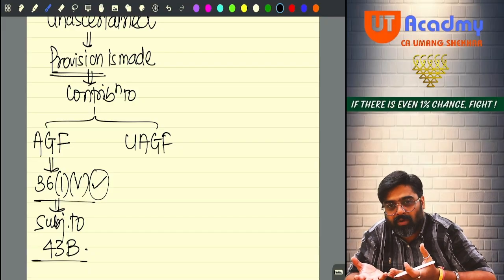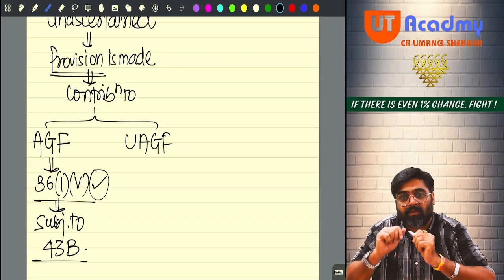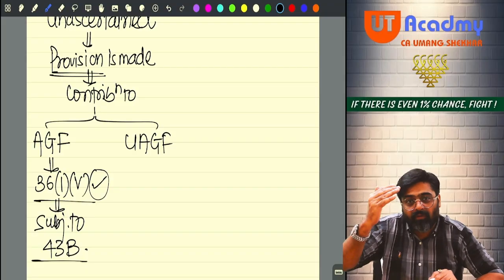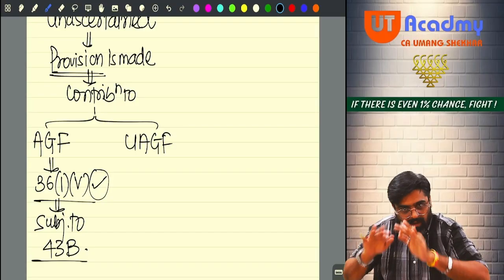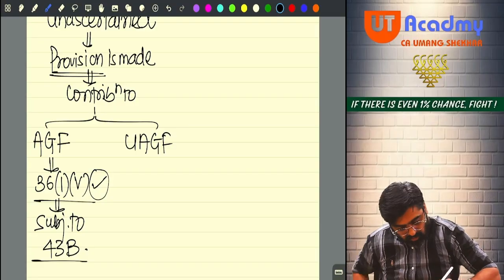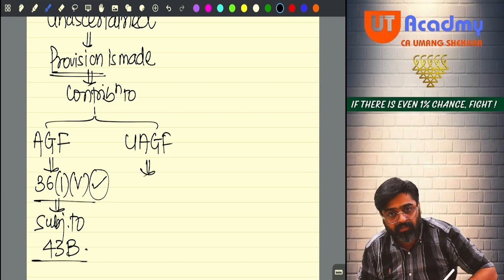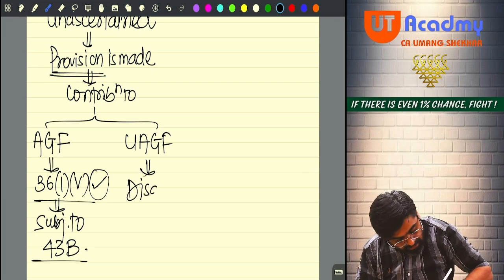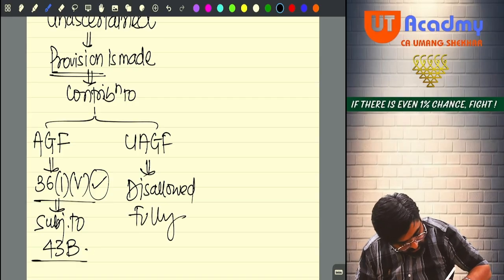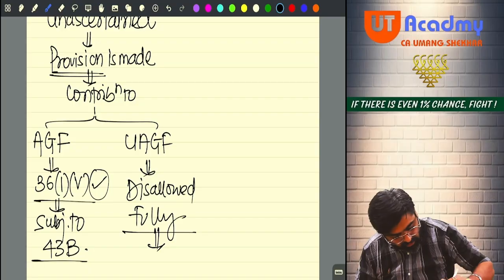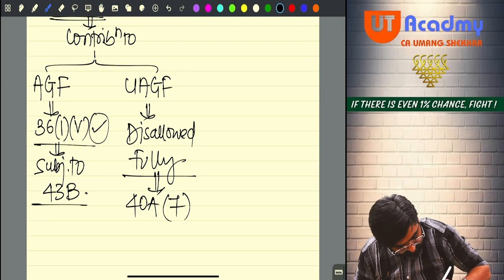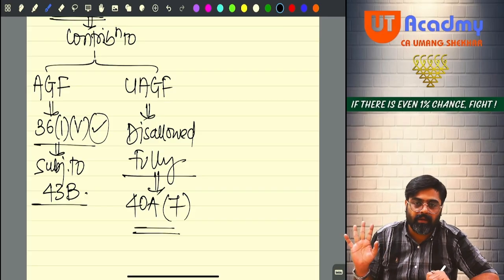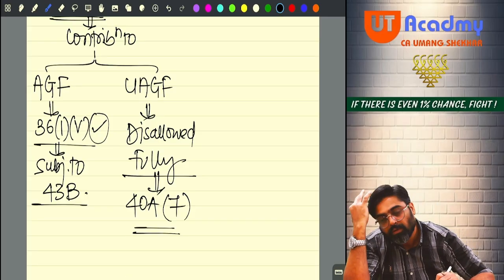So you will contribute, we will not allow, we will add back to your profit. If you have reduced, we will add back to your profit, meaning this amount should not be allowed as a deduction right now. So any contribution to unapproved gratuity fund will be completely disallowed fully in the year in which it is contributed. Yes or no? And this is given under section 40A(7). As per 40A(7), this will be disallowed. Sure or no?